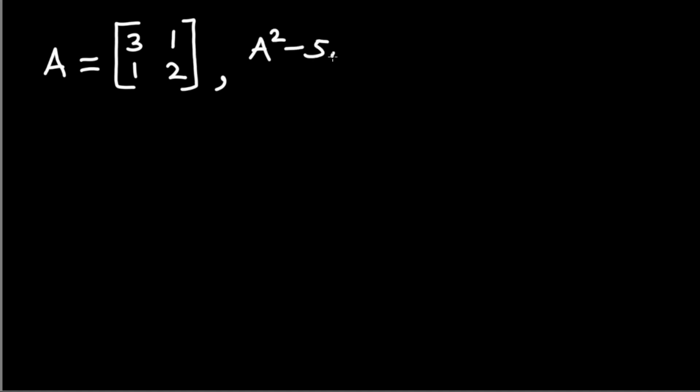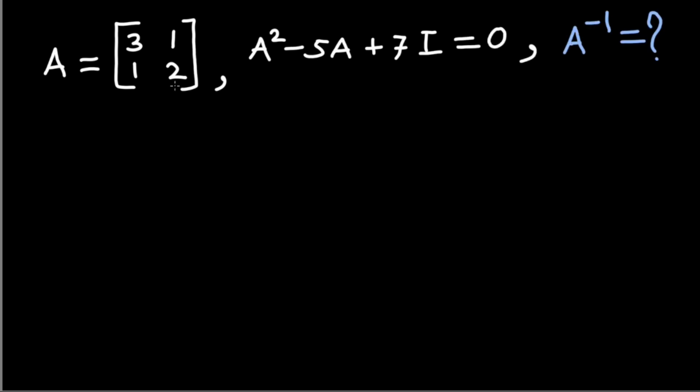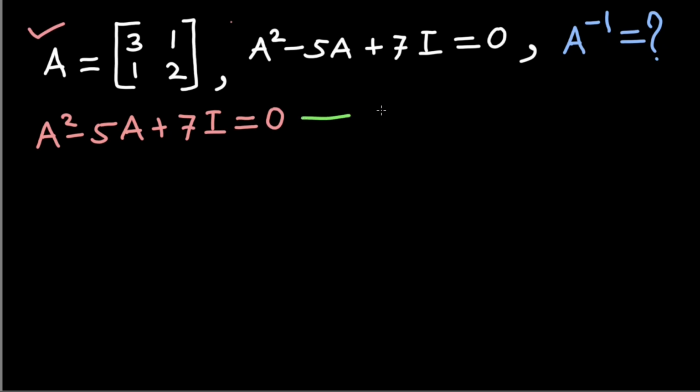If A equals [3, 1; 1, 2], which satisfies the equation A square minus 5A plus 7I equals 0, we have to find A inverse. We are given that the equation A square minus 5A plus 7I equals 0 is satisfied by this matrix A. We will multiply this equation throughout by A inverse.